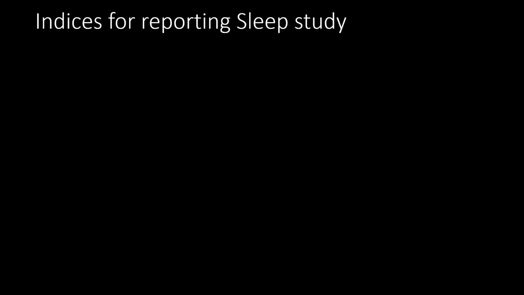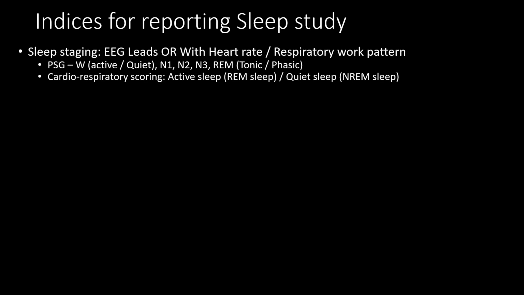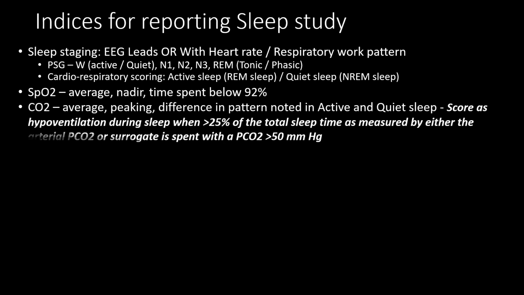So with the given recording, we have some components used as indices to report a sleep study. The sleep staging, when it is going to be a polysomnography, we have to do it as a full study. But in cardiorespiratory polygraphy, we usually classify it as active and quiet sleep, which are crude representations of REM and non-REM sleep. The oxygen average, the lowest point of oxygen, and then the time spent below a particular saturation is also to be reported.